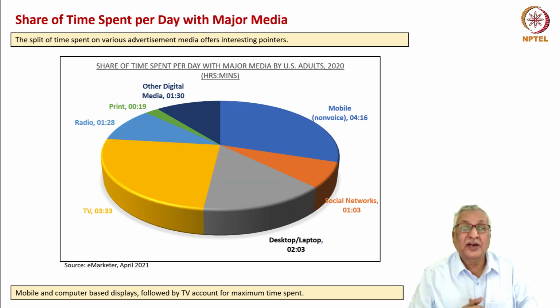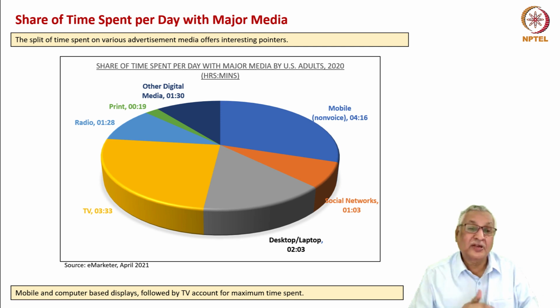What you see here is a graphic from the US adults viewing database, and the share of time spent per day with major media by US adults is shown here in terms of hours and minutes. You will find that television takes 3 hours and 33 minutes. Desktop or laptop takes 2 hours and 3 minutes. Social networks take 1 hour 3 minutes. Non-voice mobile takes 4 hours 16 minutes. Other digital media 1 hour 30 minutes. Print only 19 minutes and radio 1 hour 28 minutes.